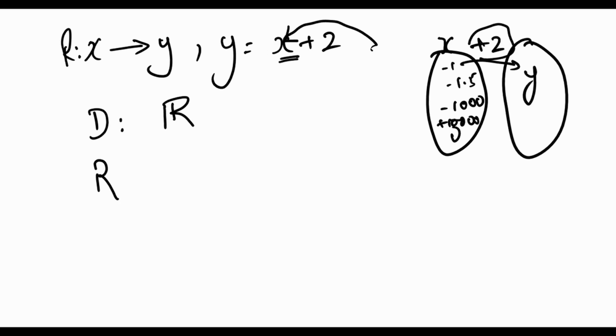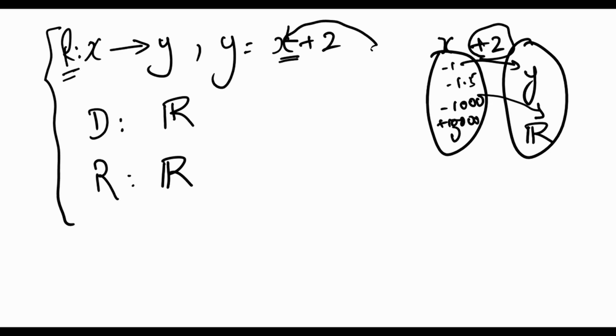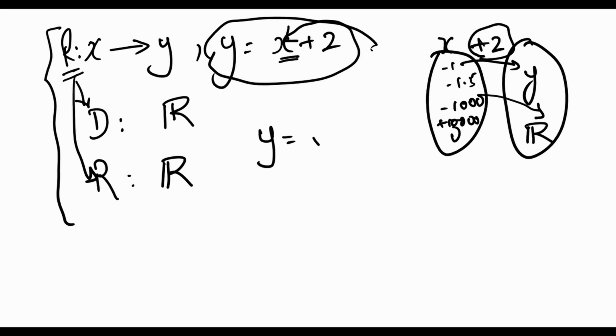So when I add 2 to the real number set, what is the set I'm getting here? This set would be another set of real numbers, right? So when I add 2 to any real number, we get a real number. Therefore, the range is also the set of real numbers. So this is another way of representing the relation and finding domain and range using the equation given. We have already done the domain and range of square root of x, just a few minutes before.